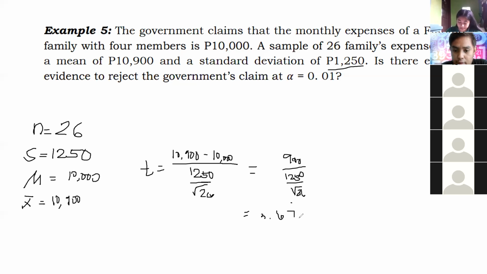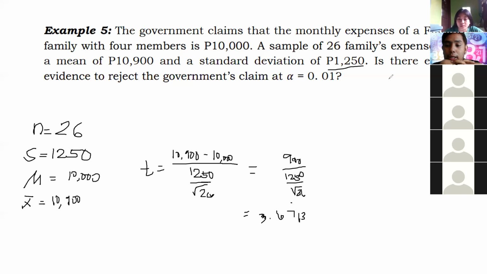3.6713. That's correct. So that's 3.6713. Correct. Any questions so far?